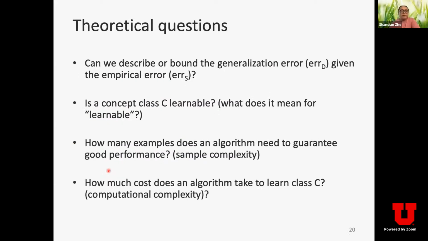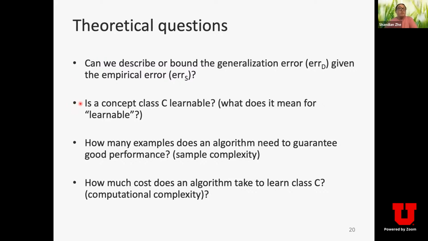So given those notations, or given those definitions, what kind of problems are we interested in? The first one is, can we describe or bound the generalization error by the empirical error? As we discussed, the generalization error is so hard to get, so the only feasible way is to use some observed error to make some approximation, or even get some upper bound or lower bound, which can help us better understand the generalization performance of our learned model.